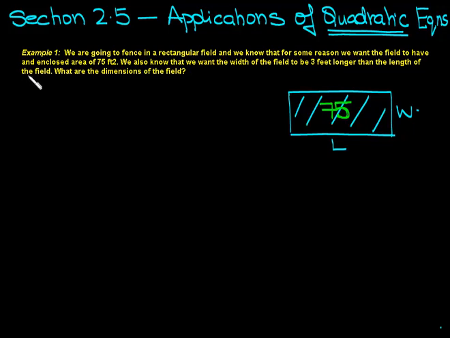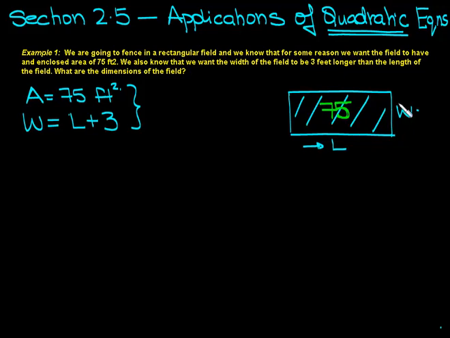So let's write down what's given to us. They've told us that the area of the field is 75 square feet. They've also told us that they want the width to be 3 feet longer than the length. So they want the width to be the length plus 3. So if the length is 5, the width has to be 8. If the length is 20, the width has to be 23, 3 feet longer. So this is what's given to us, and they want us to find the length and the width. That's what they want us to find.